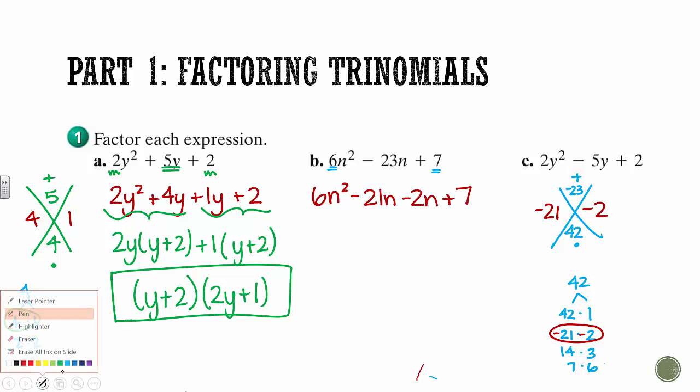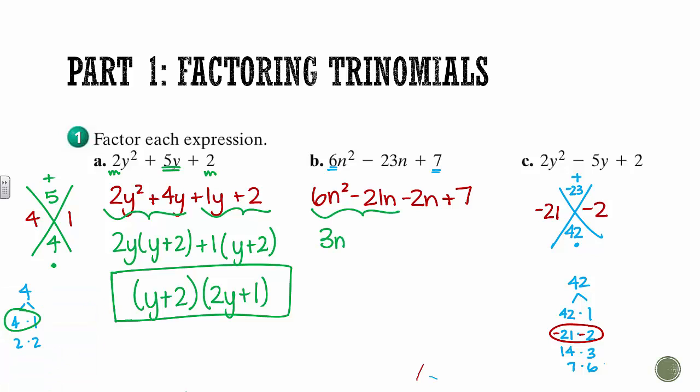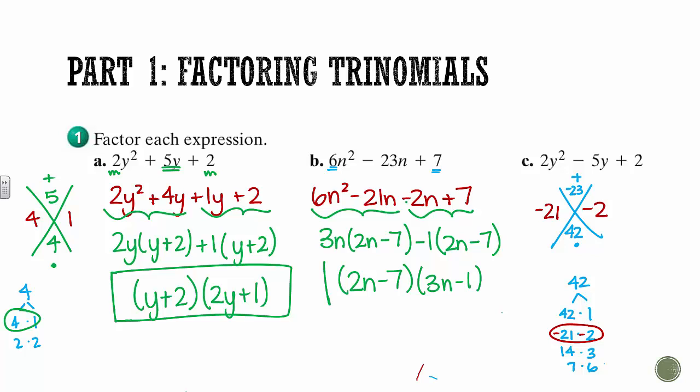And then you factor by grouping. So I can pull out a 3n, and I'm left with 2n minus 7. Here, I can't pull anything out, but because this first one's negative, remember that means pull out a negative 1, and you're left with 2n minus 7. So 2n minus 7 is in common, and 3n minus 1 is left over. And we're done.